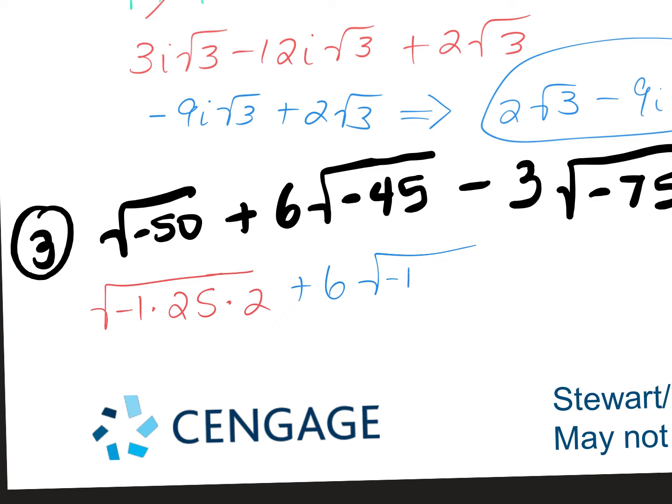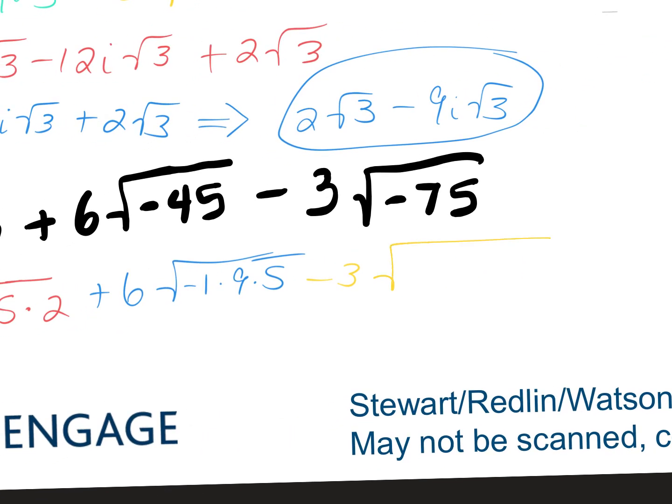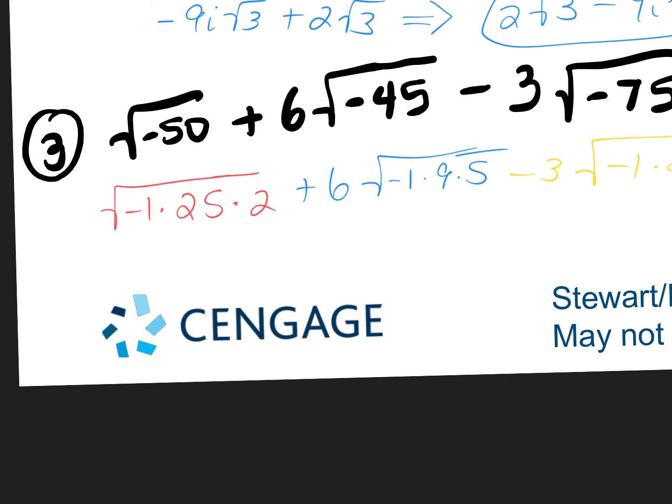Okay, so negative 1, 9, and 5. Perfect. And then I have minus 3 radical negative 75. So negative 1, 25, and 3. All right. So now let's go through and simplify. The square root of 25 is 5, and the square root of negative 1 is i. So this becomes 5i. 2 stays inside.